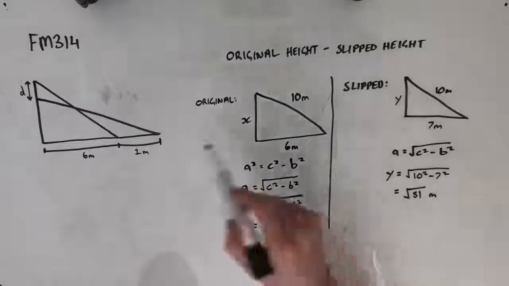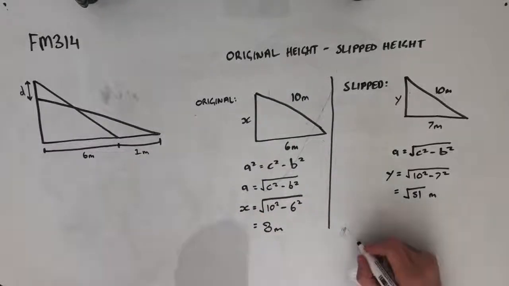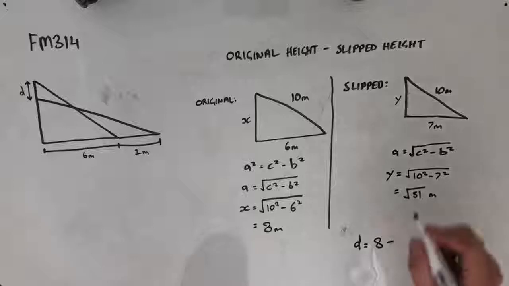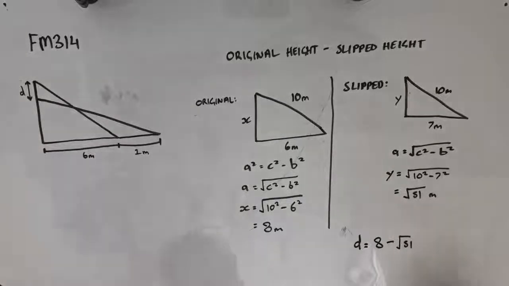So to find out this value for D is going to be equal to our original height, 8 meters, minus our slipped height of root 51 meters, which if you plug that into a calculator, you should get an answer that when rounded to 2 decimal places, 0.86 meters, which looks just like option B.